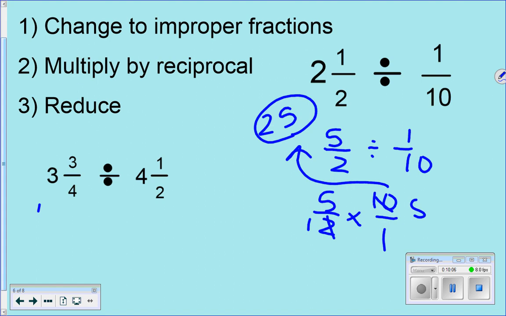Why don't you go ahead and try this one in your notebook if you haven't already, okay? And I'll come around. If you have questions, please ask. So first thing you're going to do is change into improper fractions. Then you're going to flip. Then you're going to multiply. Yep, 3 and 3/4 divided by 4 and 1/2. I like my new division signs. They're kind of funny looking, aren't they?